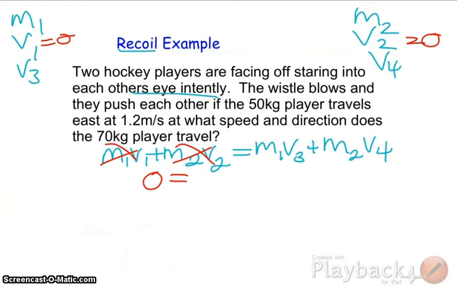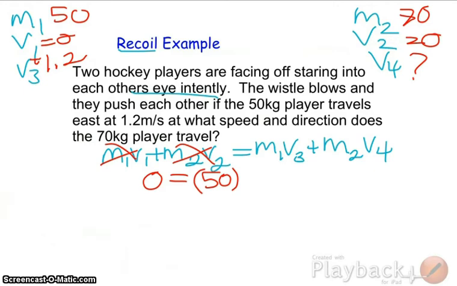Now a 50 kilogram player travels 1.2 meters per second east after they push off. So that's a positive 1.2. The 70 kilogram player goes off at some unknown velocity. Alright, well, let's plug it in. M1 50 times positive 1.2 plus 70 times V4.